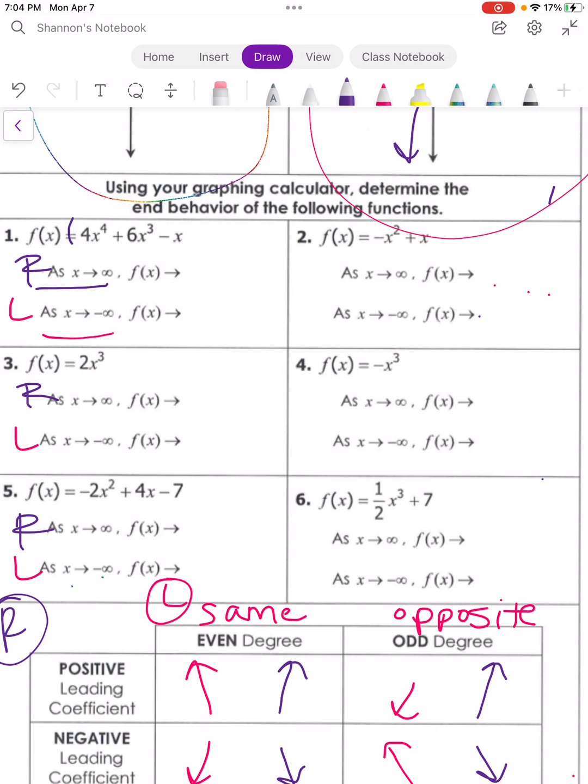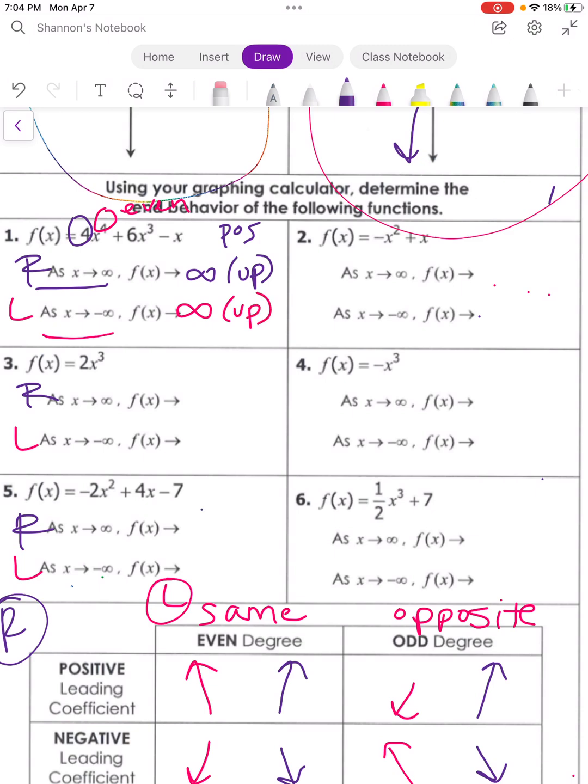I'm going to look at my leading coefficient. It's positive, so my right side is going to go up or to infinity. Because my degree, that 4 there, is even, my left side is also going to go up or to infinity.